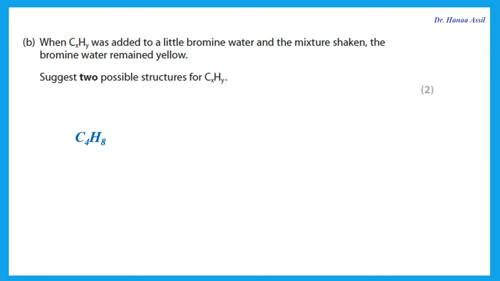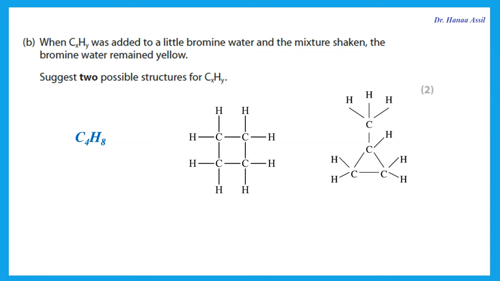Well, you should realize C4H8 is the general formula CnH2n. This applies to alkenes and to what? Cyclic alkanes. Remember, the cyclic alkane has the same general formula as alkenes. So a cyclic alkane with 4 carbons could be either cyclobutane or something like this, in which we have cyclopropane with a methyl group on one of the carbons. So these are the 2 possible structures for the C4H8.